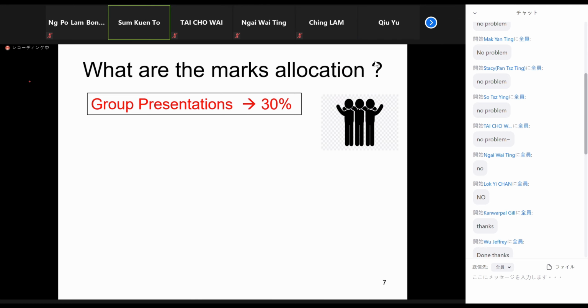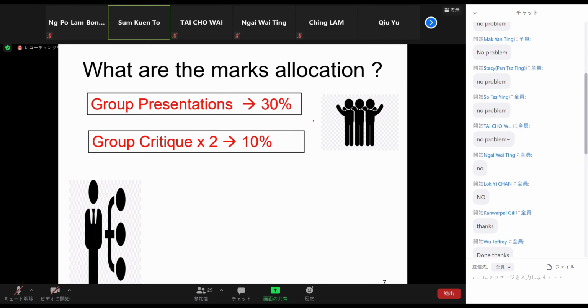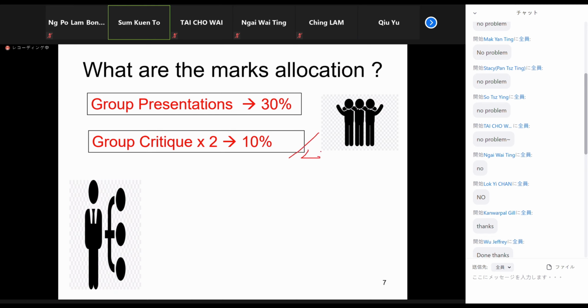Apart from the presentation, after your group presentation, another group will do the critique, which accounts for 10%. This is on a group basis, with 40% going to the group critique. Later on, you will know that each one needs to ask at least one question. So it can also be considered on an individual basis, graded individually on whether the quality of the question is good or not. I will explain more later on.